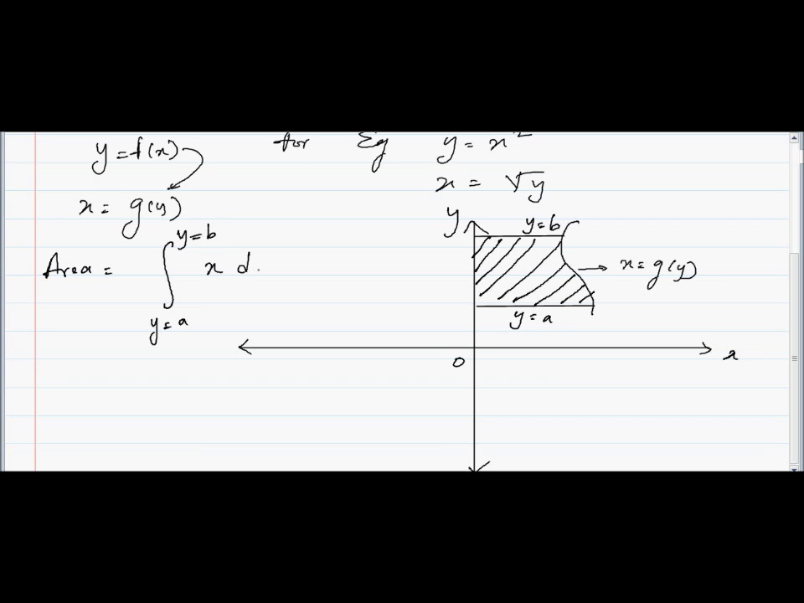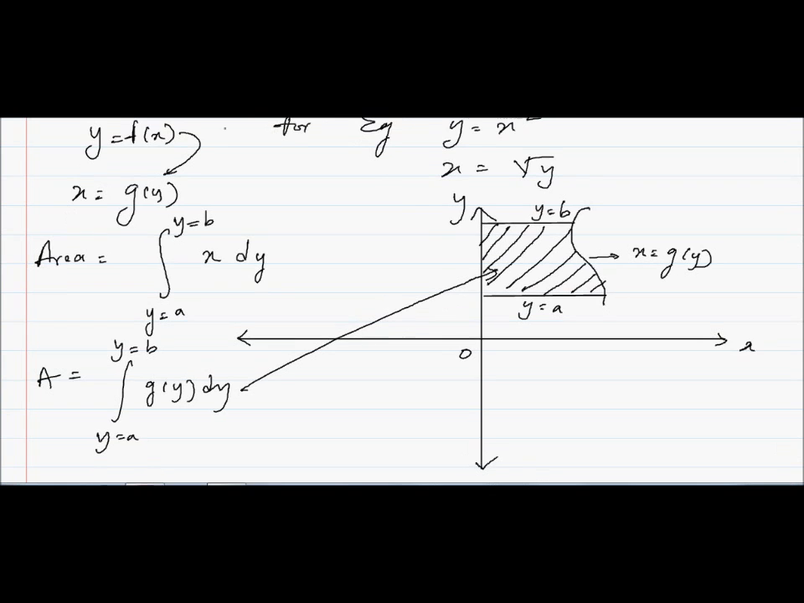There we took y dx, here we will take x dy and in place of x we will put x is equal to g(y). Putting g(y) means the whole function will be in terms of y, so you will have to integrate in terms of y. This will give the area of this type of curve. This was type 2. Let us move on to type 3.